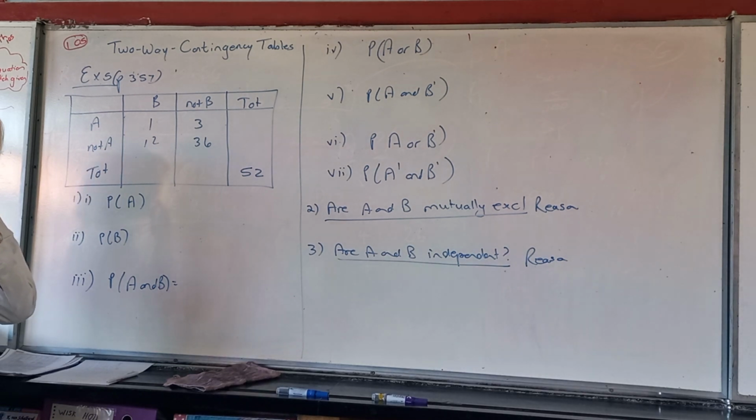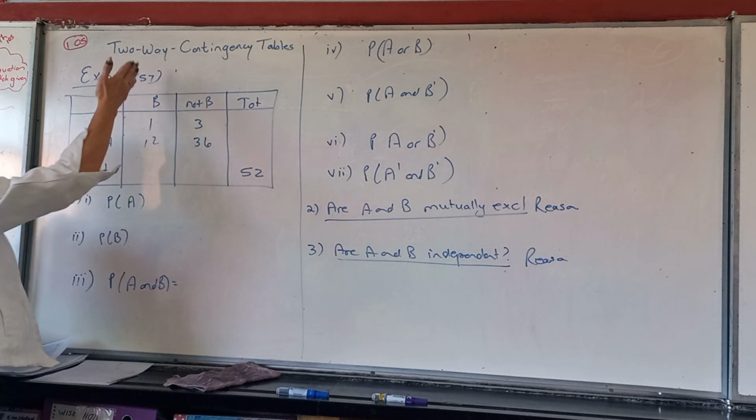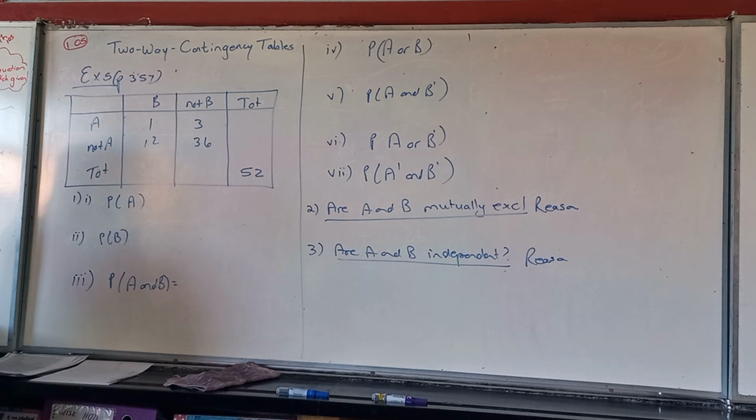Two-way contingency tables is a new word for you, but it actually just means everything's put inside of a table. It's two ways because you can read it this way or this way. And what does it mean? Now, in your textbook, it was filled in, but you can also go and fill it in.